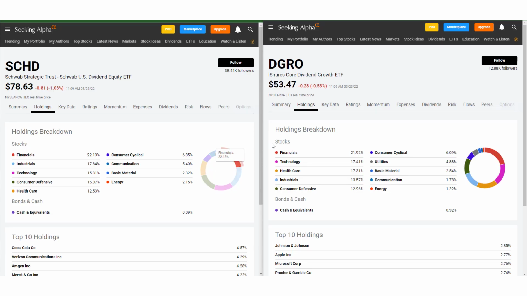So I just wanted to do a split screen here back on Seeking Alpha and compare SCHD versus DGRO, taking a look at their sector breakdowns and their top few holdings.